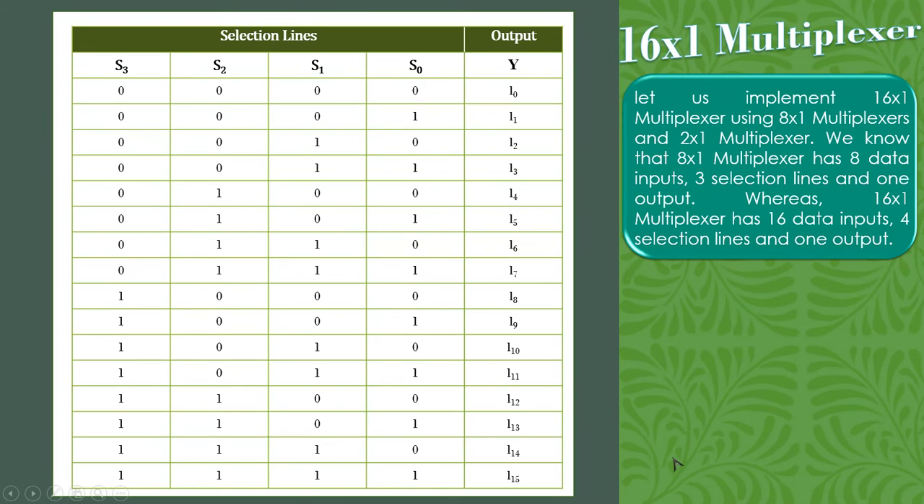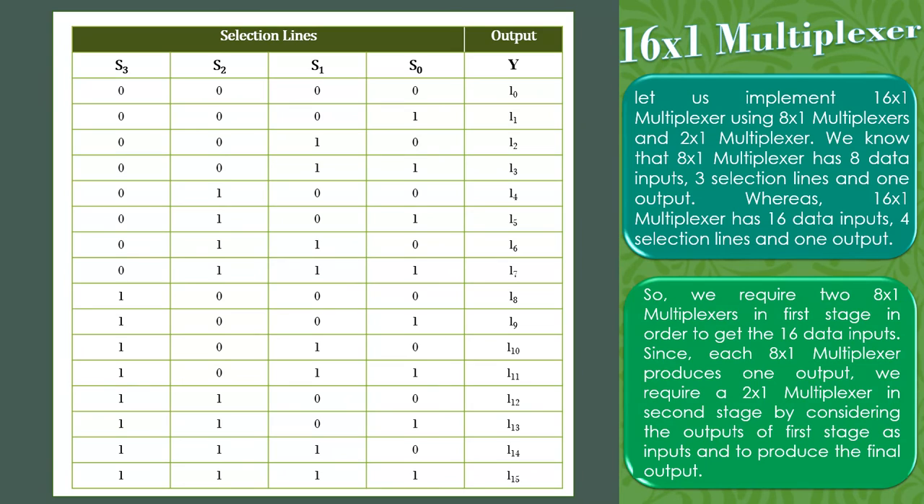Let us implement the 16 into 1 multiplexer using 8 into 1 multiplexers and a 2 into 1 multiplexer. So see, again the same condition is coming on. We know that an 8 into 1 multiplexer has 8 data inputs, 3 selection lines and 1 output, whereas the 16 into 1 multiplexer has 16 data inputs, 4 selection lines and 1 output. So how can we do that? We require two 8 into 1 multiplexers in the first stage in order to get the 16 data inputs. Since each 8 into 1 multiplexer produces 1 output, we require a 2 into 1 multiplexer in the second stage, by considering the output of the first stage as inputs, to produce the final output.